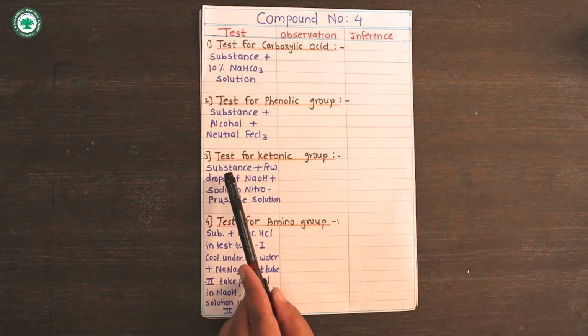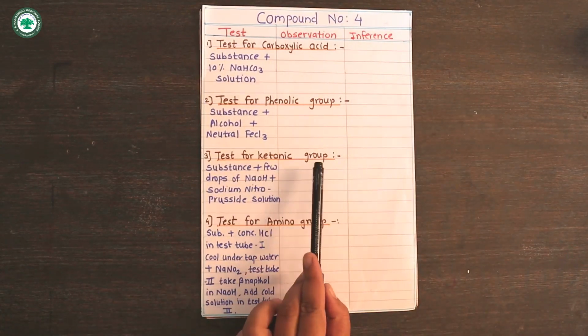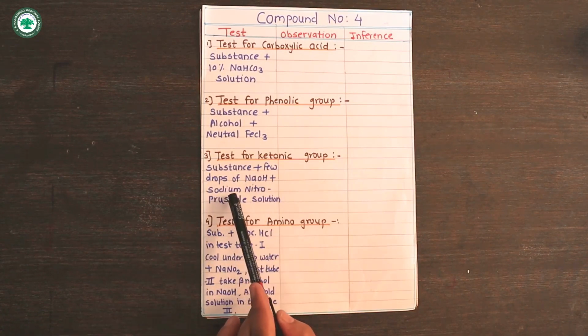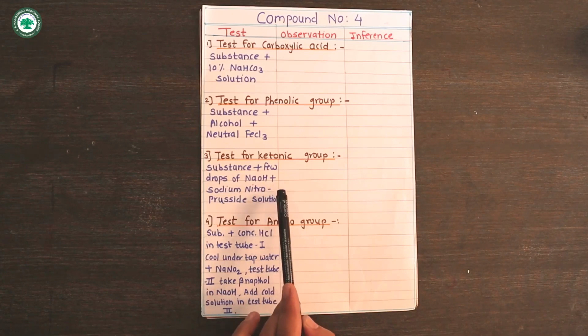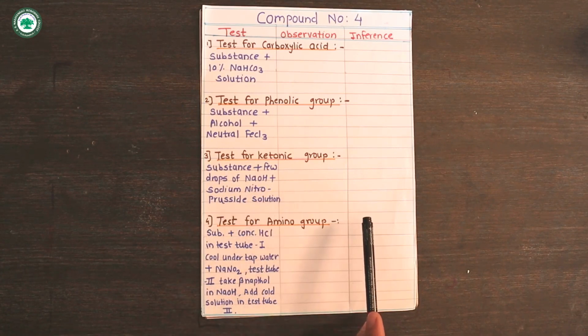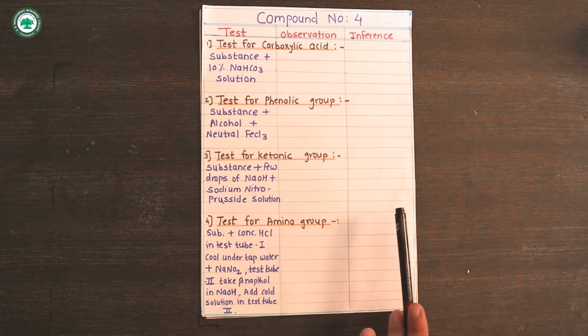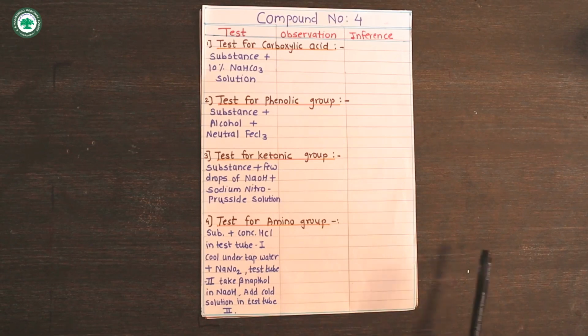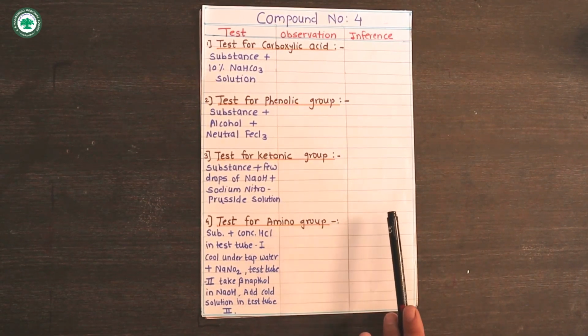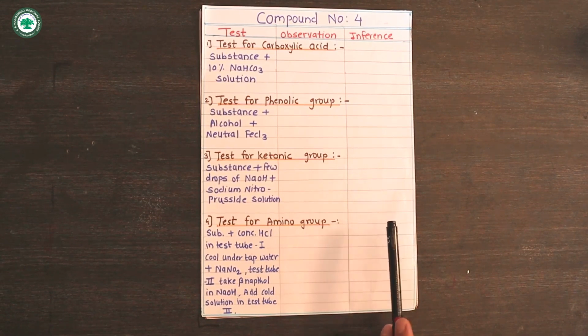Then the third test is for the ketonic group. Substance plus a few drops of sodium hydroxide plus sodium nitroprusside solution. If there is a red blood coloration, then the ketonic group is present. If the red blood coloration is absent, then the ketonic group is absent.